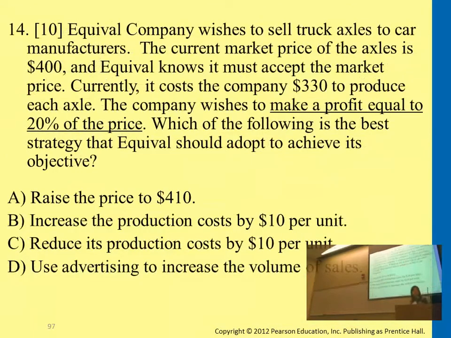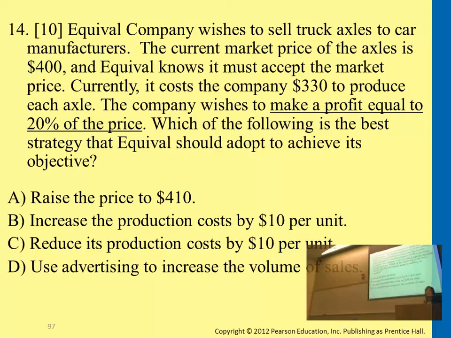Okay, moving on, 14. Now this company wishes to sell a truck, and right now they know that the current market price is $400. They also need to know that they have to accept the market price, meaning that the market is pretty competitive right now. So they have to accept this $400 because this is required by the customer. If it goes above it, the customer will be least likely to purchase it. Now the current cost for the company is $330 to produce this truck axle, and the company wishes to make a profit equal to 20% of the price.